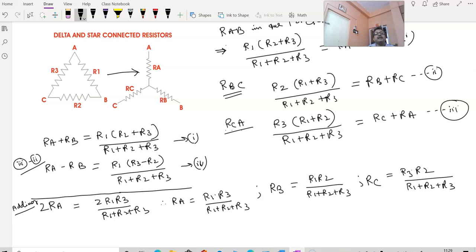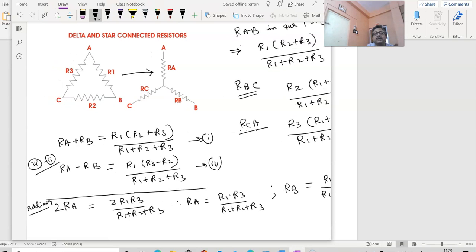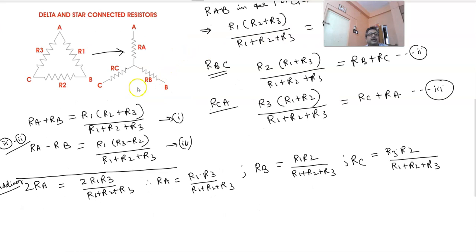Let us take one practical example based on this first, delta to star conversion, and we'll see how it helps. Just remember this concept that RA can be obtained in this manner: the resistance holding these two hands will be multiplied, and that product will be divided by the sum of three resistors. Now let us see one practical example of how to convert. Just write an example here of how to convert this delta to star symbol.